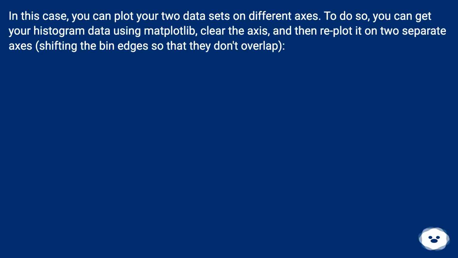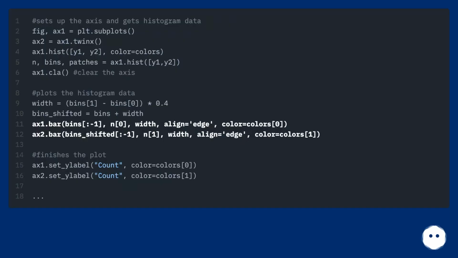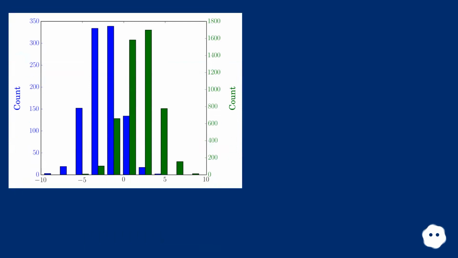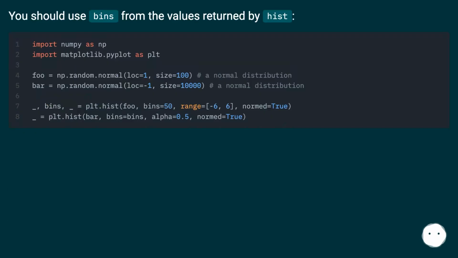To do so, you can get your histogram data using Matplotlib, clear the axis, and then replot it on two separate axes, shifting the bin edges so that they don't overlap. You should use bins from the values returned by hist.